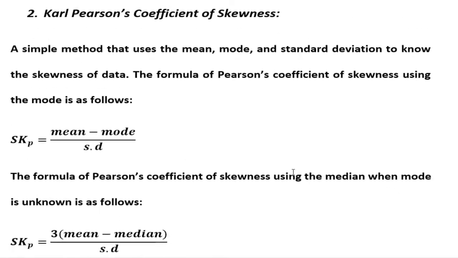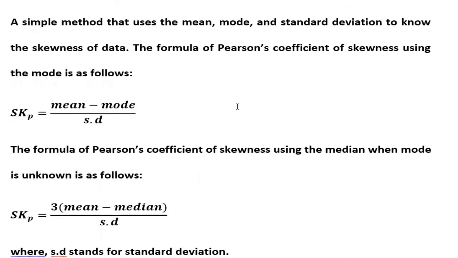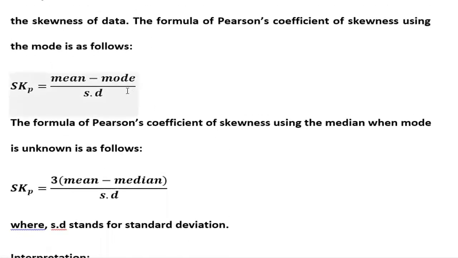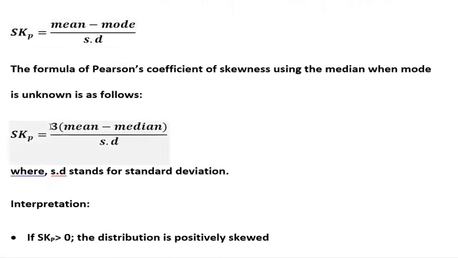Let us know the second one, which is called Pearson coefficient of skewness, based on the mean, mode, median, and standard deviation. When you know the mean, mode, and standard deviation, you can use SKP equal to mean minus mode divided by SD. Or if you don't know the mode, but you know the median, you can use the same formula, but in that case 3 will be multiplied by mean minus median and divided by SD.